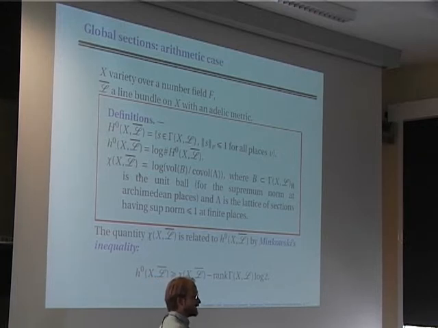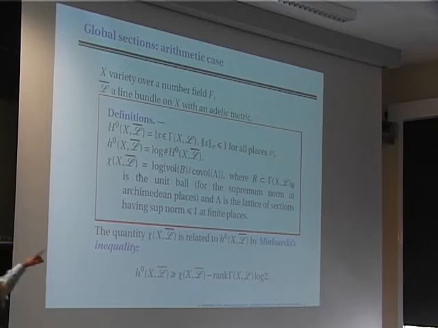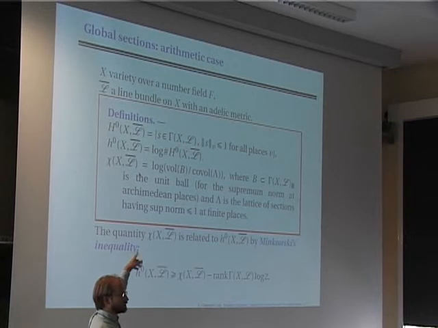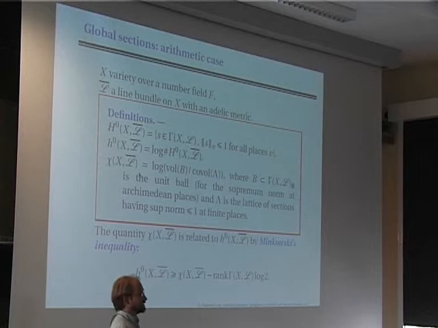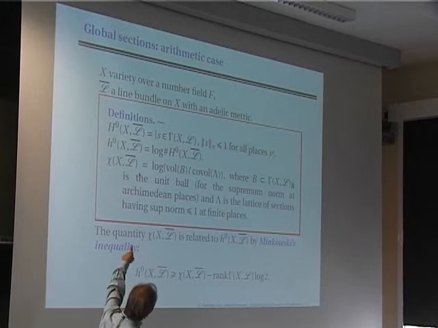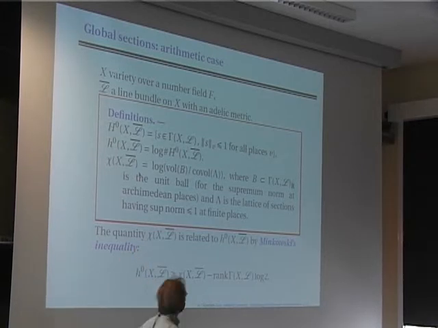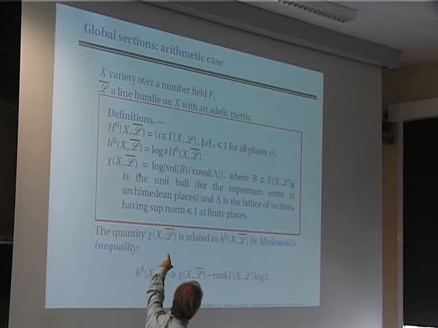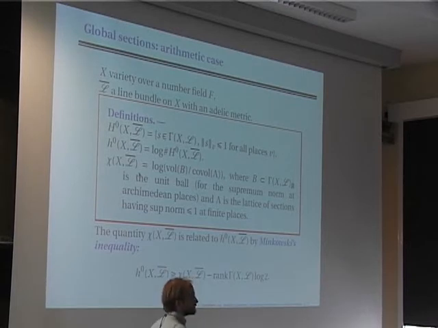So this is the analog of H0 of curly X, L. I define this space as the space of global sections of the generic fiber which have norm at most 1 at all places. This is exactly the analog of H0 of curly X, B, as I explained in the preceding slide. Now this is usually a finite set, and I will define small h0 of X, L bar to be the logarithm of the cardinality of this set.